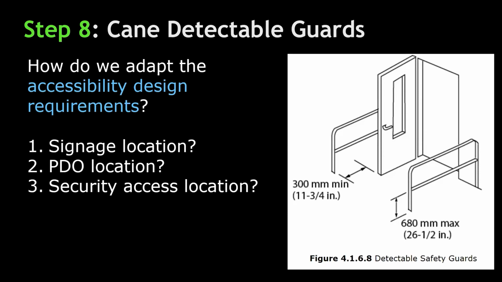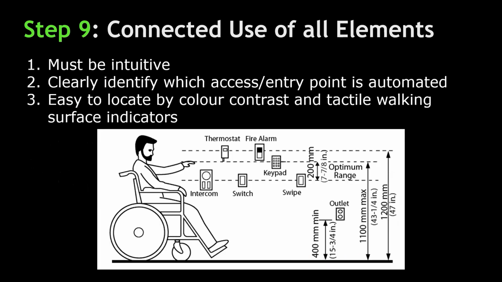But once I put the guards in, I'm keeping people further away from the door. So now I have to rethink, where does the signage that tells me where this door goes to go? Where does the power door operator go? And where does the security access go? Because if I did it in an unthoughtful way, I might put it on the other side of the guard and people would have to push it and then run around the guard to get through the door. That doesn't work.